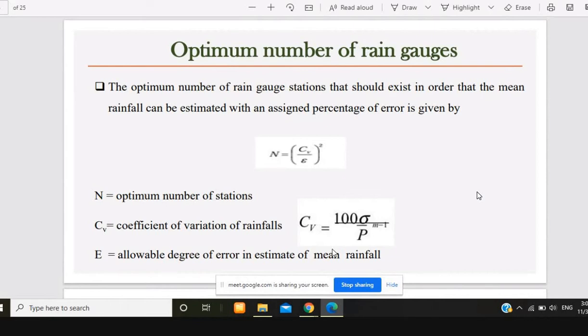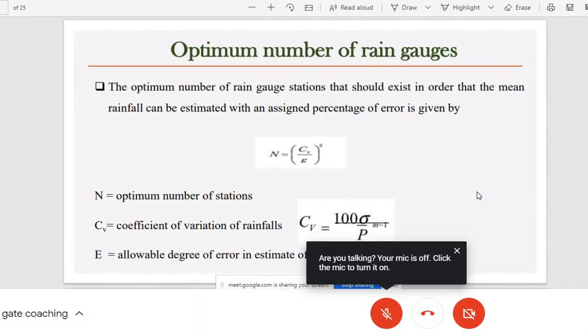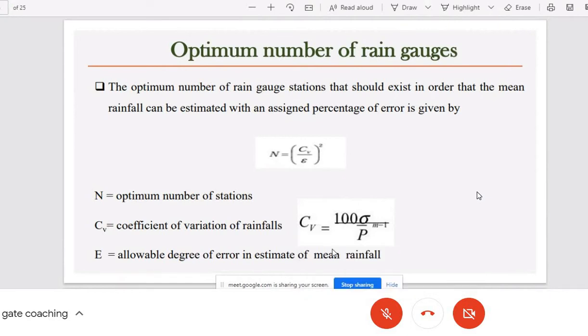And it is given by the equation n equals (CV/E) the whole square. So n represents the optimum number of stations. CV means coefficient of variation of rainfall, and it is given by the equation 100 into sigma(m-1) by P bar, and E is the allowable degree of error in estimation of the mean rainfall.